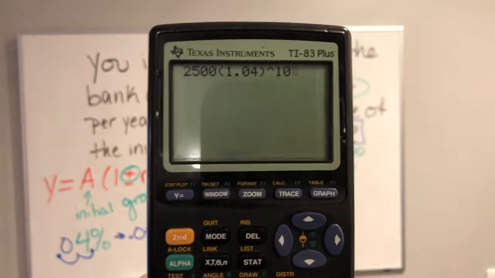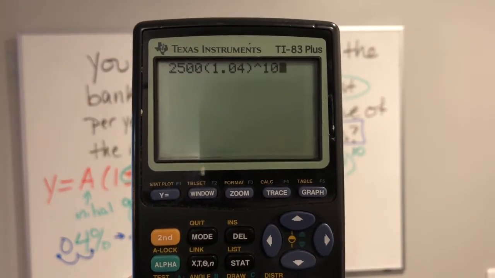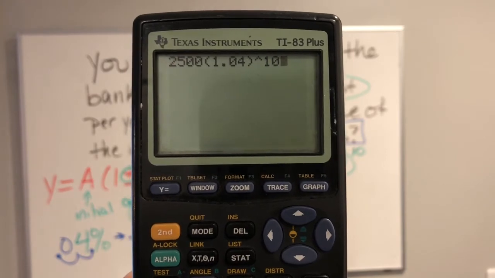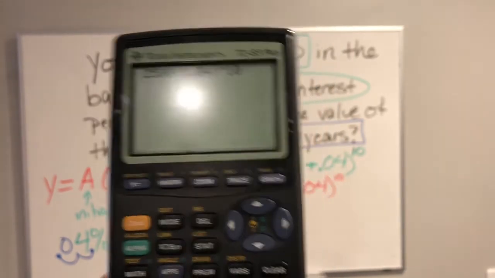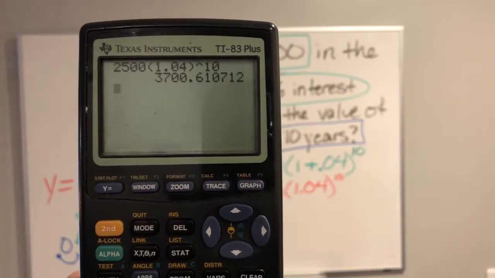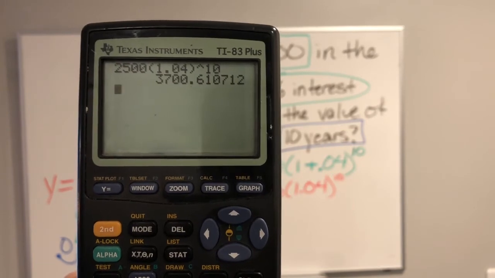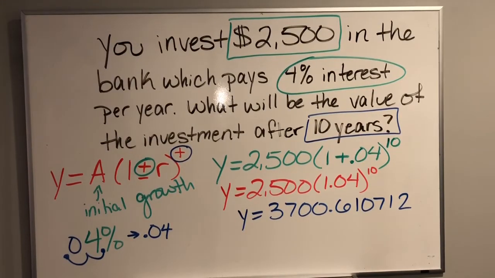Okay, so I just want you to see how I inputted this into my calculator. 2,500 times 1.04, all in parentheses, raised to the 10th power. When I press enter, I get this large number, 3,700.610712. So I wrote the answer we got on the calculator on the board. Now, we want to put this in the context of the problem.